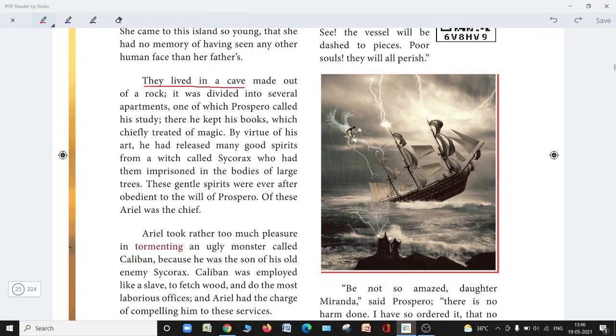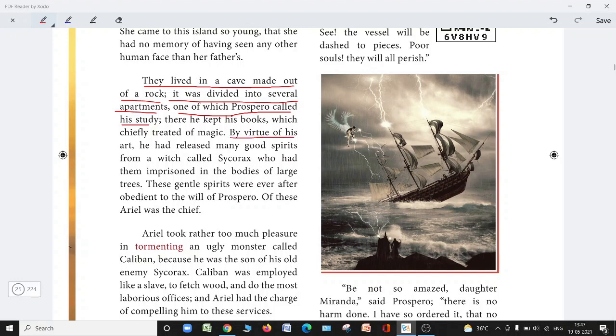They lived in a cave made out of a rock. It was divided into several apartments, one of which Prospero called his study. Now, inside the island, they lived inside a cave. He had divided that cave into several apartments, in which one was his study room. Inside that, he had a lot of books which mainly treated of magic. All the books had magical notes inside. So, such books were his famous and favorite books.